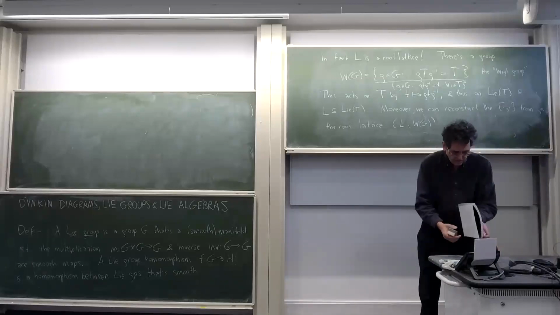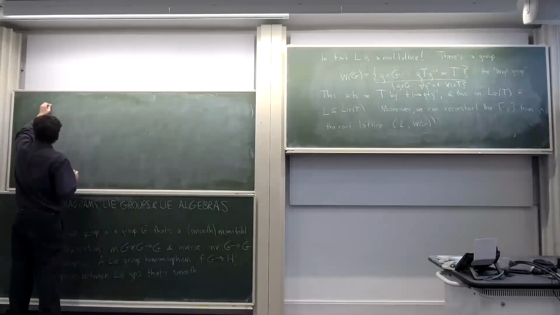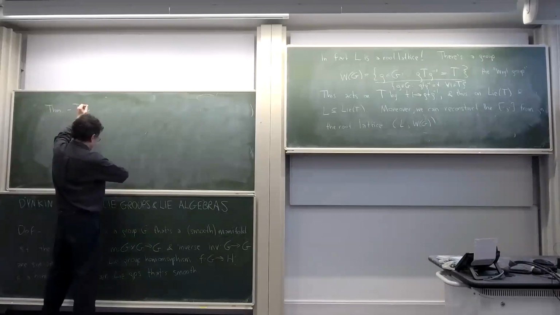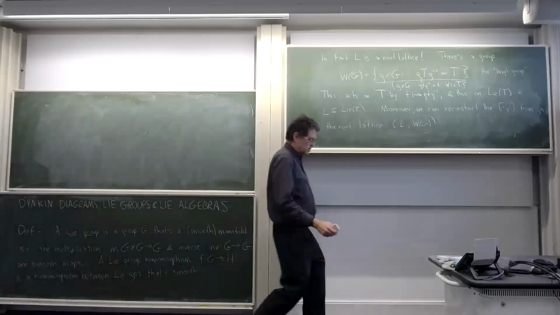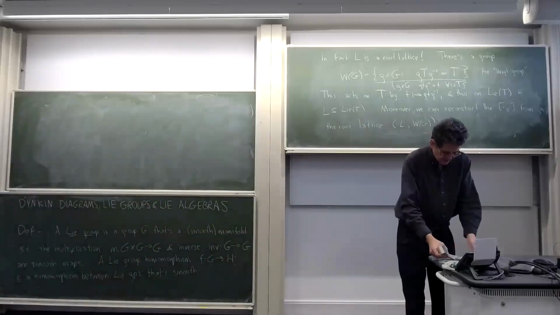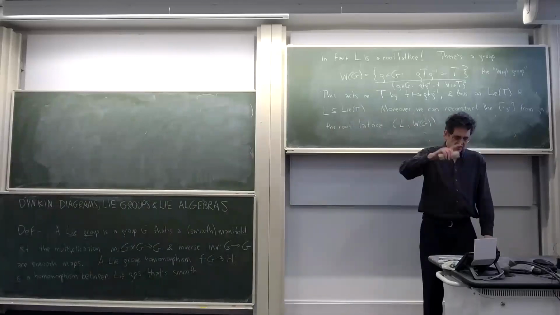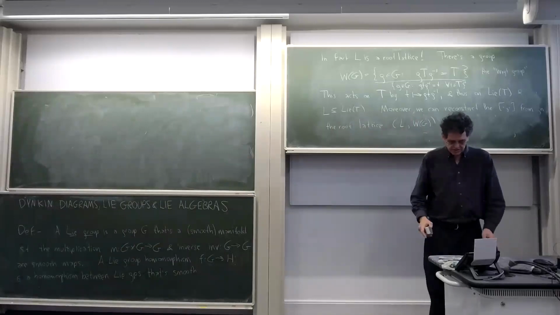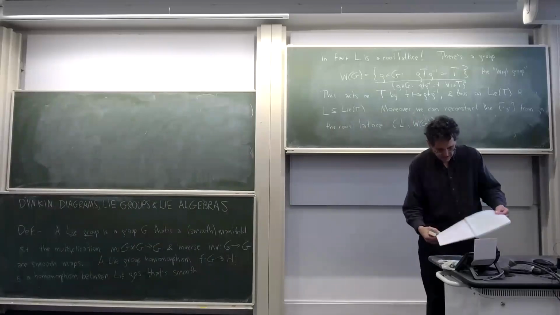In the end, what we get is a correspondence between three things. There's a correspondence between Dynkin diagrams, compact semi-simple Lie algebras, and then connected and simply connected compact semi-simple Lie groups. Those are three equivalent things.